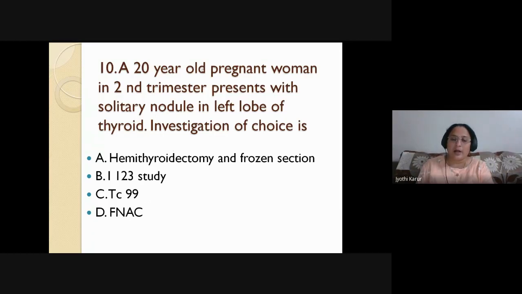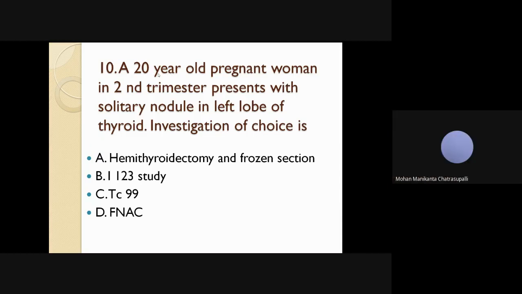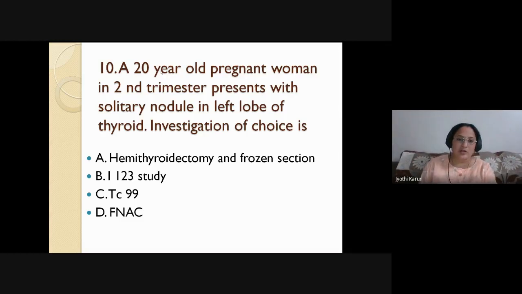So what probable carcinoma might she be harboring? Solitary nodule in a 20-year-old lady. Most common is papillary carcinoma. So for papillary carcinoma, you can safely use FNAC. Why not these options, hemithyroidectomy and frozen section? No, you need not. First, you have to diagnose and then only do surgery.